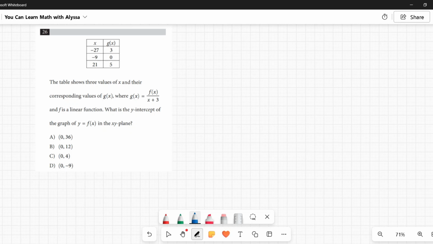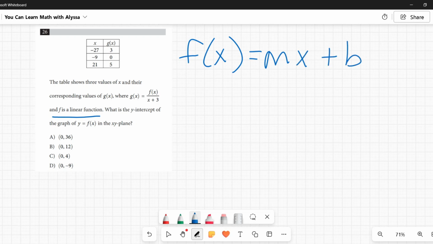Okay, f of x is a linear function. That means it can be written in the form y equals mx plus b, where m is the slope and b is the y-intercept. Got slope and y-intercept. And if we have the slope and a couple of points, then we can figure out the y-intercept. And that's what they want. They want the y-intercept of this line. So we need to find the slope of it first, and then make sure we have at least one point, and then we can solve and find the y-intercept.